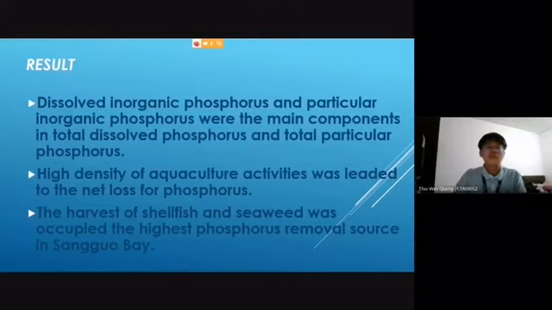The distribution of various phosphorus components in Sanggou Bay was affected by the interaction of water exchange with the Yellow Sea and the high-density aquaculture activities. Last, the harvest of shellfish and seaweeds was the largest phosphorus removal source in Sanggou Bay.